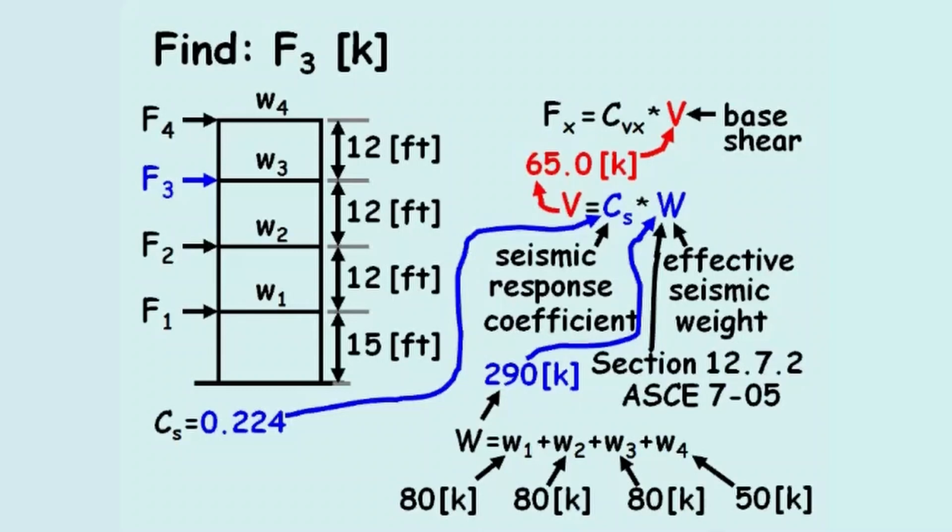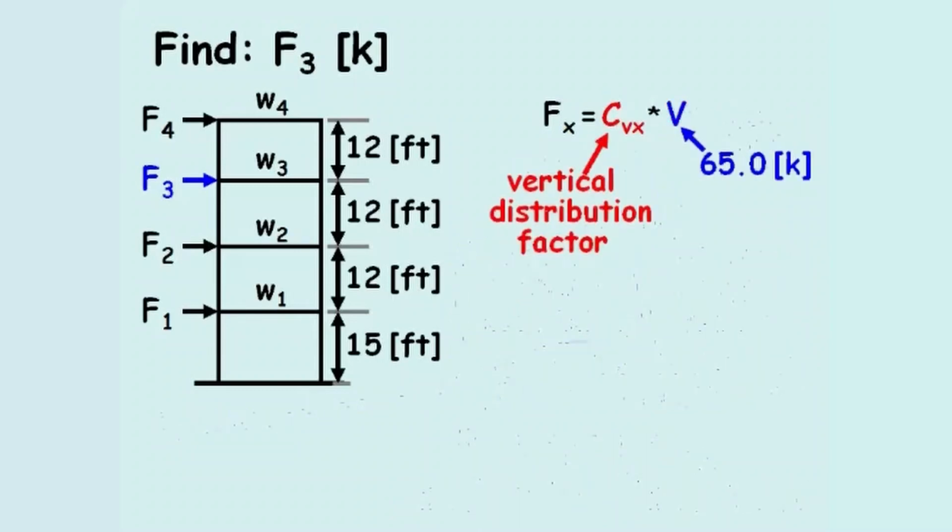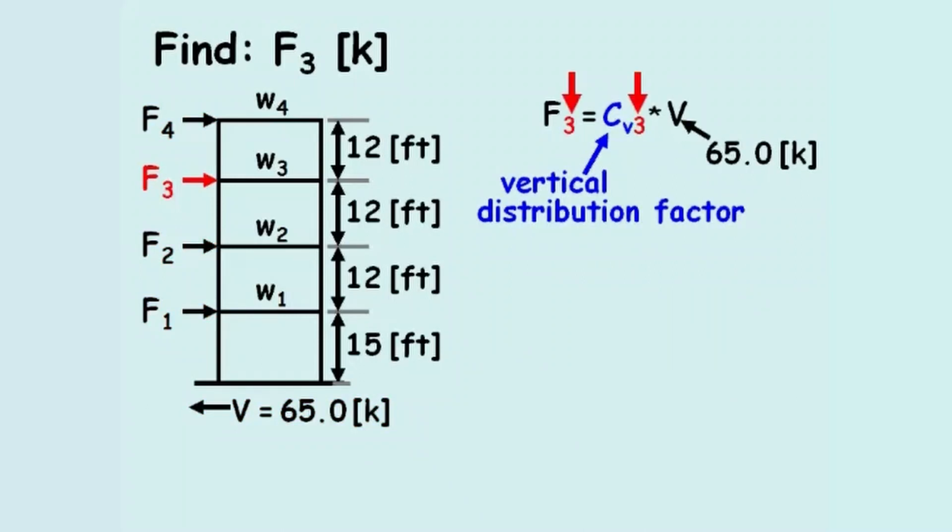Next, we'll solve for the vertical distribution factor, CVx, which distributes that 65 kips of shear force to each story of the building. Since the problem asks to find F3, we'll substitute in 3 for subscript x.